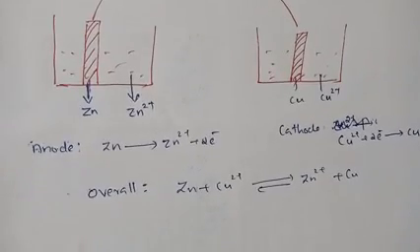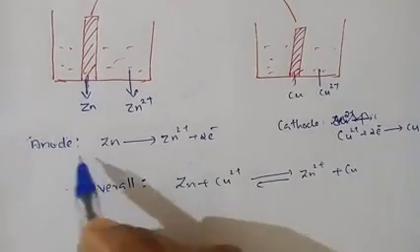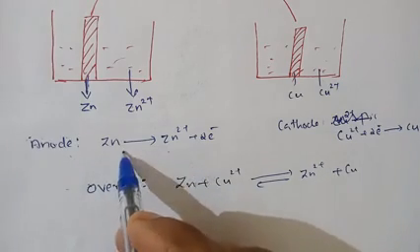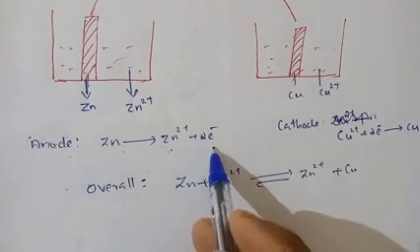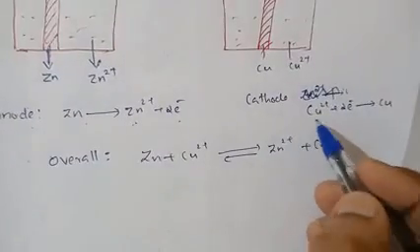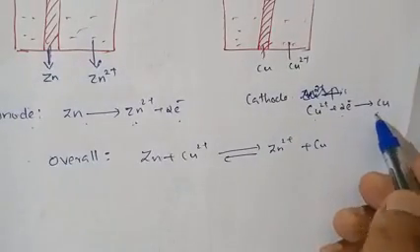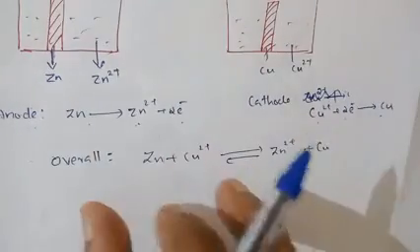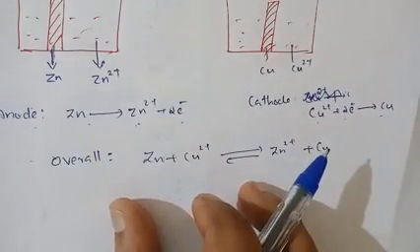So how can we represent a cell? Here the anode reaction is Zn gives Zn2+ plus 2 electrons. The cathode reaction is Cu2+ plus 2 electrons gives Cu. When we combine the anode and cathode reactions, we will get the overall cell reaction here.